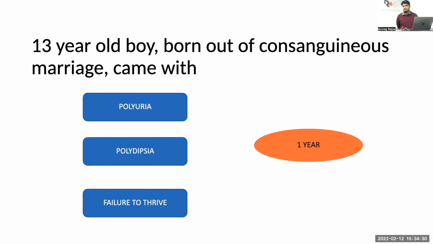Yeah. Which thing will be very, very important? Suppose a child came to you at 1 year of age with polyuria and you have ruled out diabetes and everything. Which clinical examination finding will really give you a clue for polyuria?